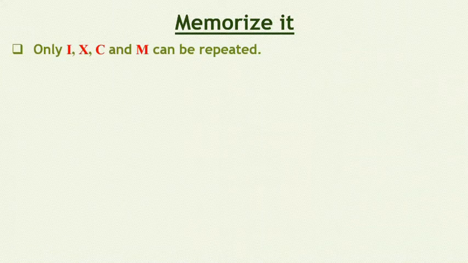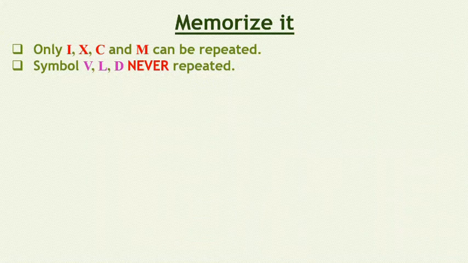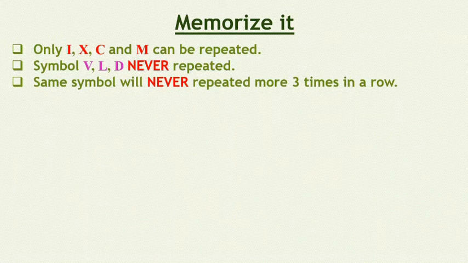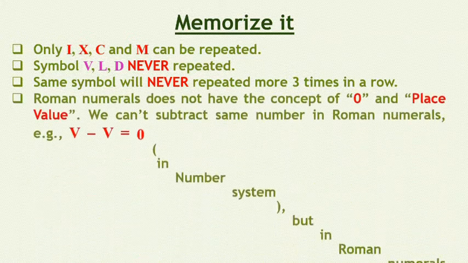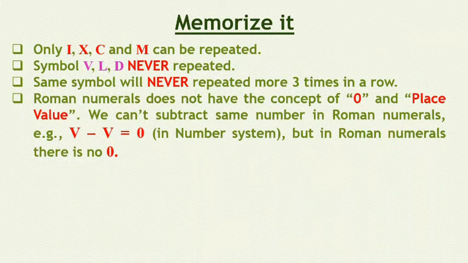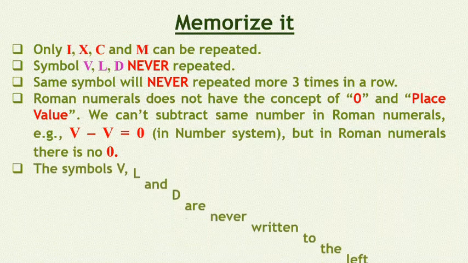Now we have to memorize these. Only I, X, C and M can be repeated. Symbols V, L, D can never be repeated. The same symbol can never be repeated more than 3 times in a row. Roman numerals do not have the concept of zero and place value. We cannot subtract the same number in Roman numerals. Example, V minus V, which equals 0. In the Roman numeral system, it is not correct. And in Roman numerals, there is no 0.